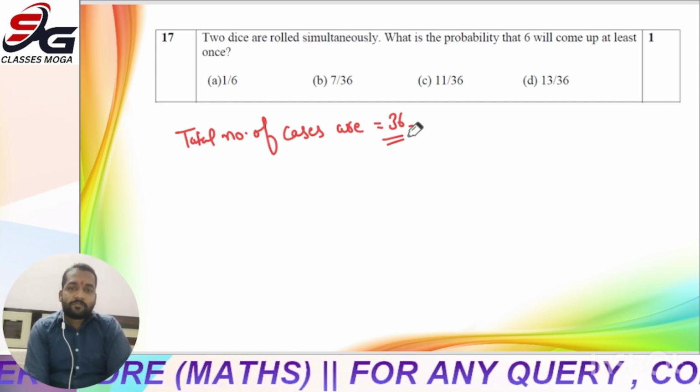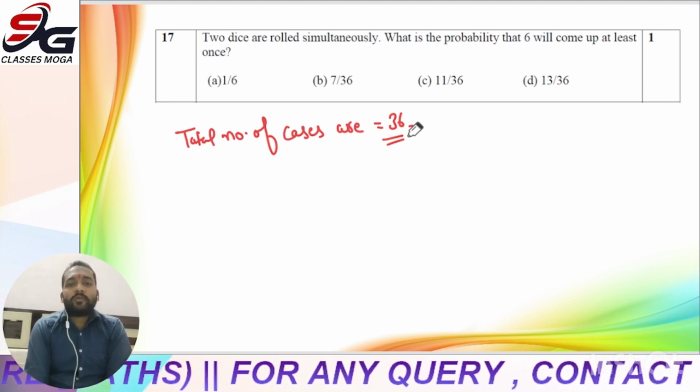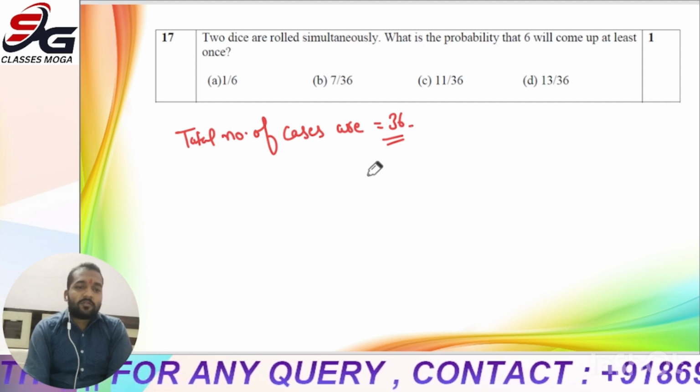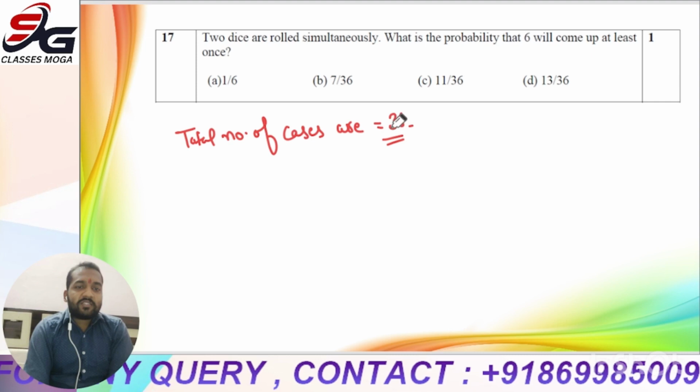At least means one time it should come, and it can also come two times. So at least one time it must come, right? So what are the cases? Let us write. Total number of cases are 36.